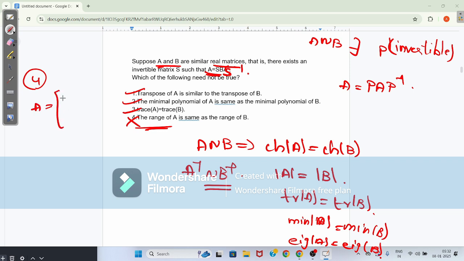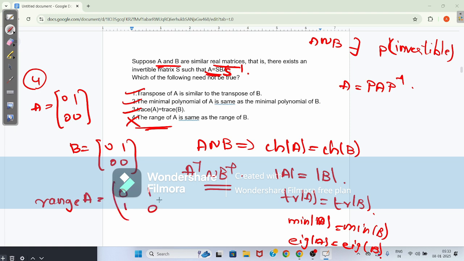A is equals to 0 1 0 0, B is equals to 0 1 0 0. Here A transpose is equals to B transpose. Minimal polynomial of A is equals to minimal polynomial of B. Trace of A is equals to trace of B here. So what is the range of A? Here 0 comma 1 and 1 comma 0. These are the range of A here. So this is the range space which is not equal.